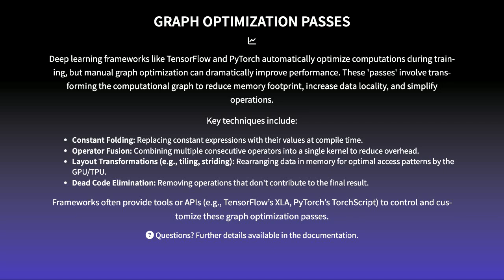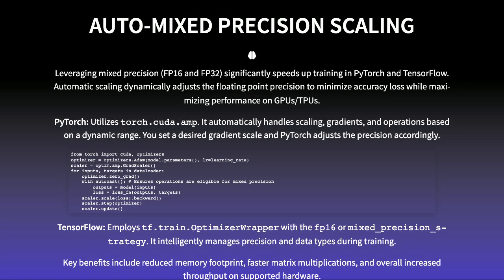It's a powerful way to get the most out of your hardware. Okay, let's talk about auto-mix precision scaling, a really cool technique for boosting performance in PyTorch and TensorFlow. Basically, it's all about using low-precision floating point numbers like F16 half-precision alongside standard FP32 without sacrificing accuracy. Think of it as giving your hardware a little boost. PyTorch uses the TorchCUDA AMP library to do this automatically, managing the scaling and adjustments behind the scenes.